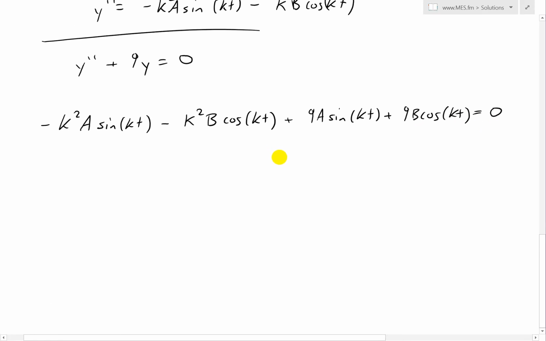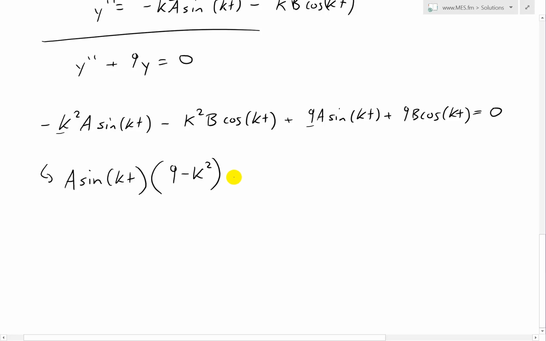So what I'm going to do is factor out the sines and the cosines. So I'll factor out the sines. The sine kt has an a and a k squared. The sines have an a, the cosines have a b, so I'll factor out the a as well. We have a negative k squared and a 9 wherever we have the a sine kt. So this is going to be 9 minus k squared.